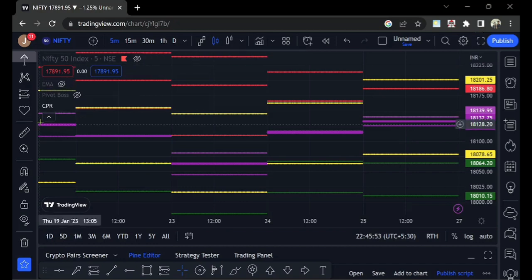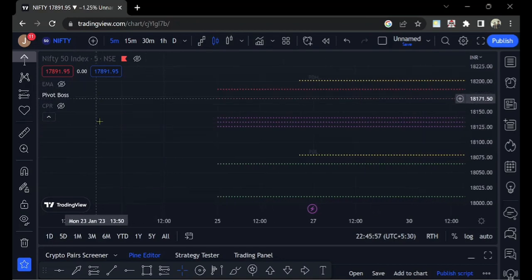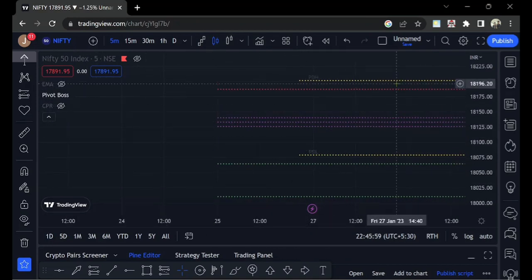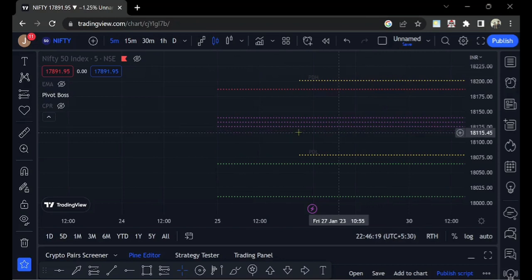I usually don't use this CPR daily. For my convenience, I use this one only when I am trading intraday. This is useful for me, and I also mark the important levels of support, resistance, demand zone, supply zone, previous day high, previous day low. That will always be in my chart. Additionally, I go for this Pivot Boss because I get the full line in the beginning itself. That's more convenient for me. No problem. This is what I explained in the beginning.